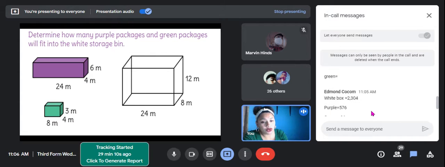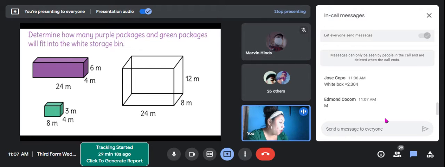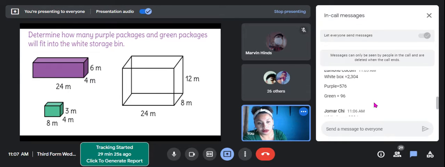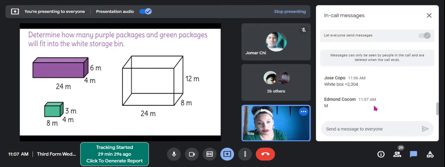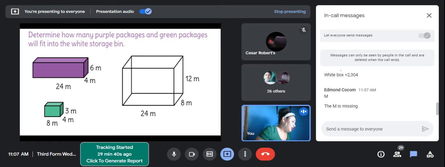I see your answer for the white box is 2,304. The number is correct, but if that would be your answer for me, it would be wrong. Why is it wrong? Units. Your unit should be meters, but it's not only that, we are working with volume.